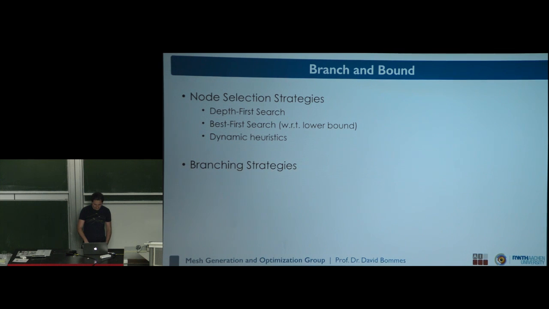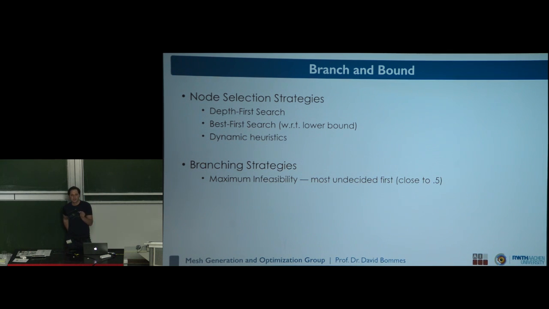Selection strategies. The other ingredient is a branching strategy. So once you selected a continuous problem, then you also have to decide which non-integer variable you want to branch on. There are typical choices: maximum infeasibility, which means you take the variable that is most undecided, so close to 0.5. So let's say if you have a variable that's 1.5, then it's completely undecided whether it wants to become 1 or 2. And why is this reasonable? Because it's very likely that your lower bound will improve a lot, right? Because this variable has to change a lot.